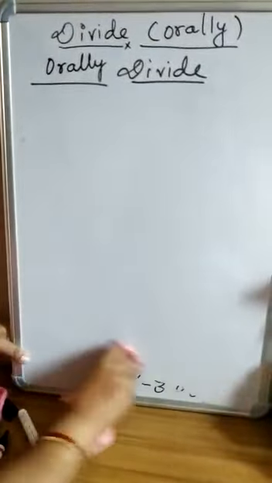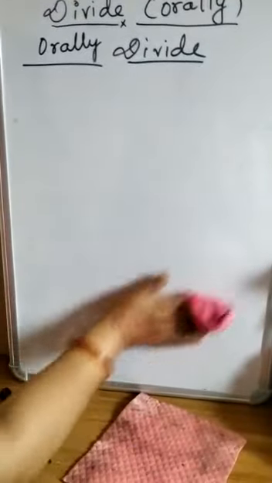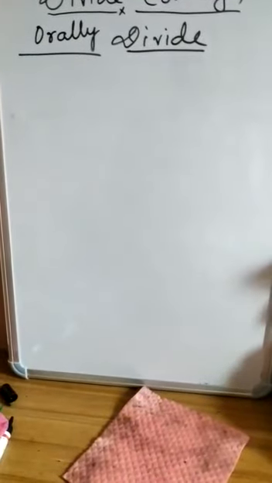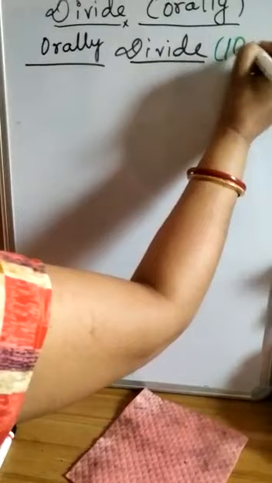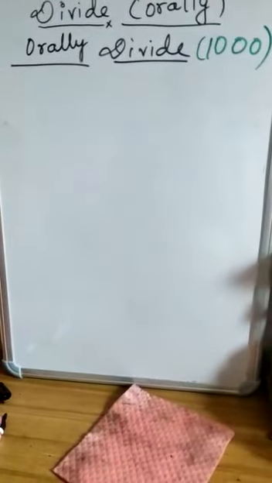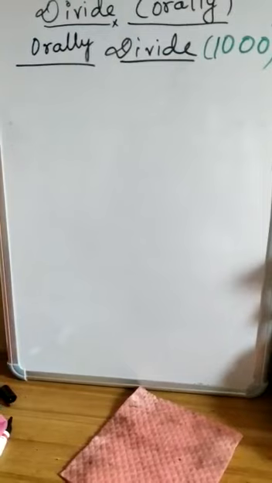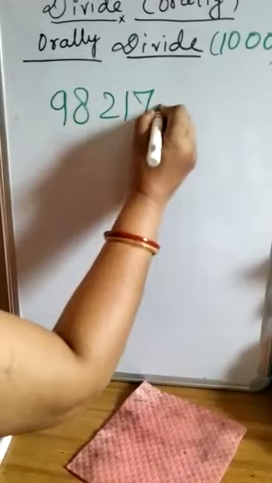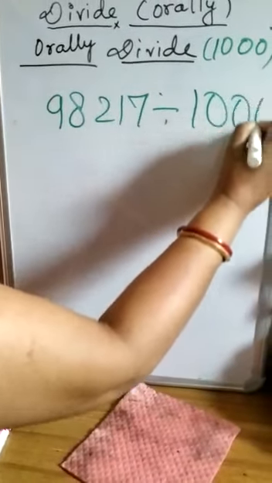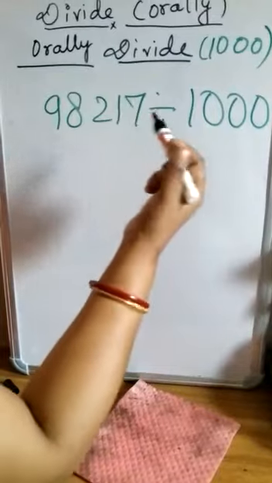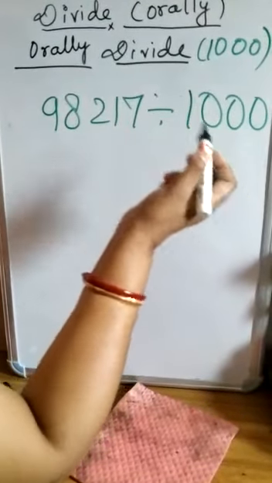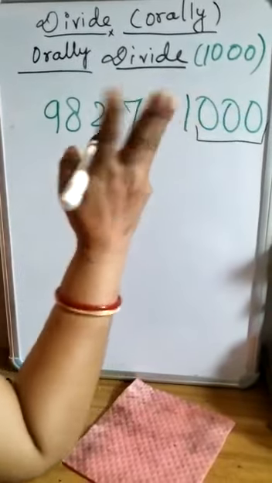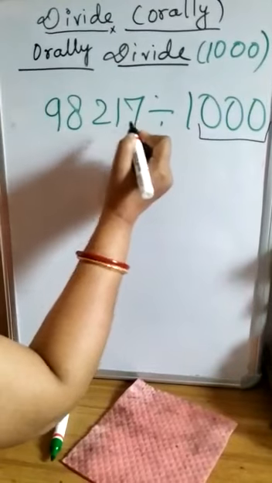Now, children, let's move ahead. Let us start with dividing orally by 1000. Let us take an example: 98217 divided by 1000. Here, children, what I have told you is that when we are dividing by thousands, hundreds or tens, we count the number of zeros. In 1000, how many zeros are there? 3 zeros. So I will remove 3 digits from the right side of the number.